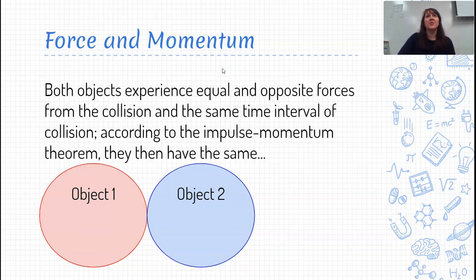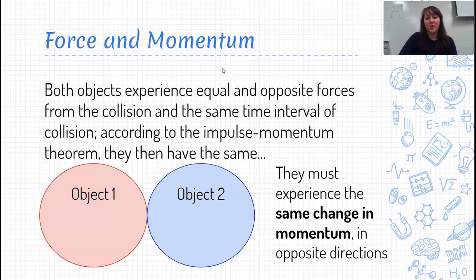Okay. So we know then that these two objects experience equal and opposite forces from this collision. It's also safe to say that the collision lasts for the same amount of time for both objects. It's not like one is colliding for longer than the other. They both experience the same time of collision. Now, according to the impulse momentum theorem, what must be the same for both of these objects? Well, if the force is the same, and the time of collision is the same, then according to the impulse momentum theorem, both objects must experience the same change in momentum as well, just in different directions because they're experiencing forces in opposite directions.